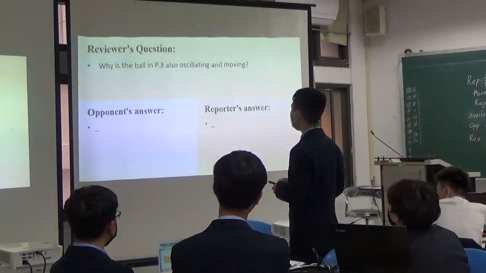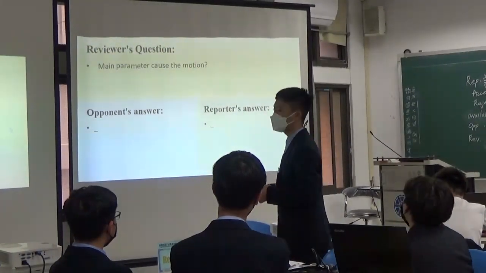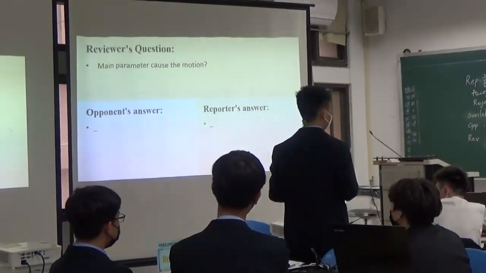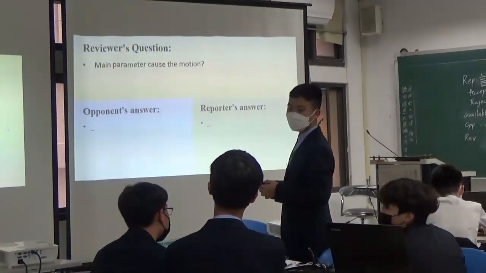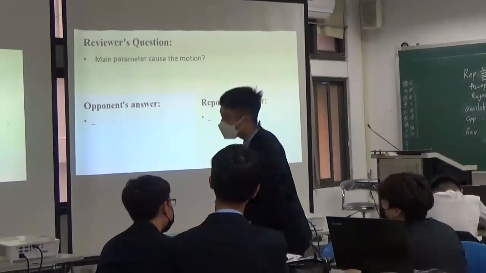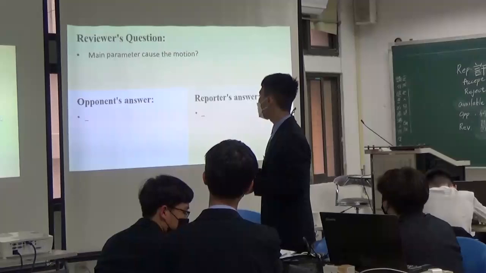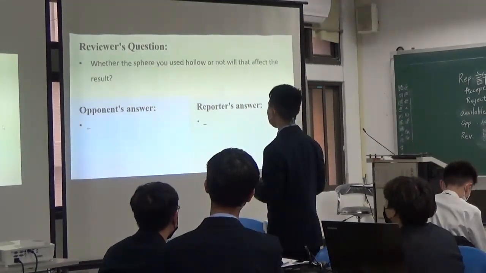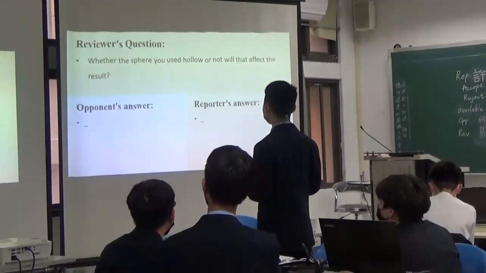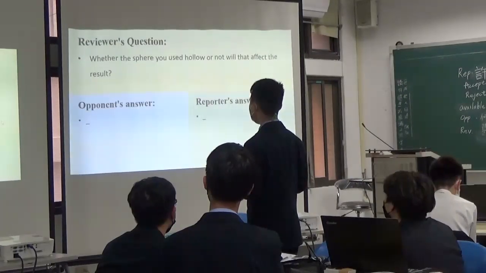So what are the main parameters that cause the motion? And the opponent says the Lorentz force, and the force is about the Lorentz force and the sphere, which means the reporter's answer is more precise. And the reviewer asks whether the sphere you use will affect the result or not. And the opponent said both said no.